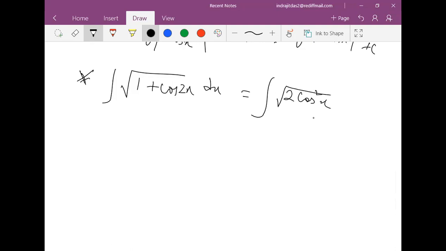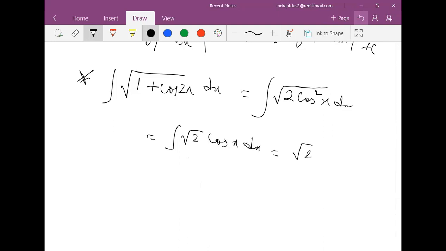There is a very important formula in trigonometry. So we have this as cos square x under root. Now if you take the square root, root 2 will remain. Cos square x becomes cos x. Now root 2 will be outside because it's a constant. Integration of cos x is sin x. So you will be getting the answer as root 2 sin x.